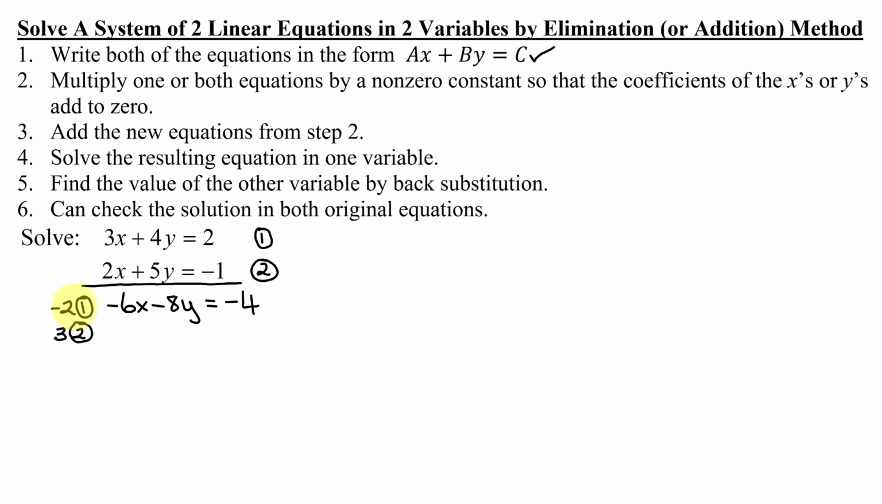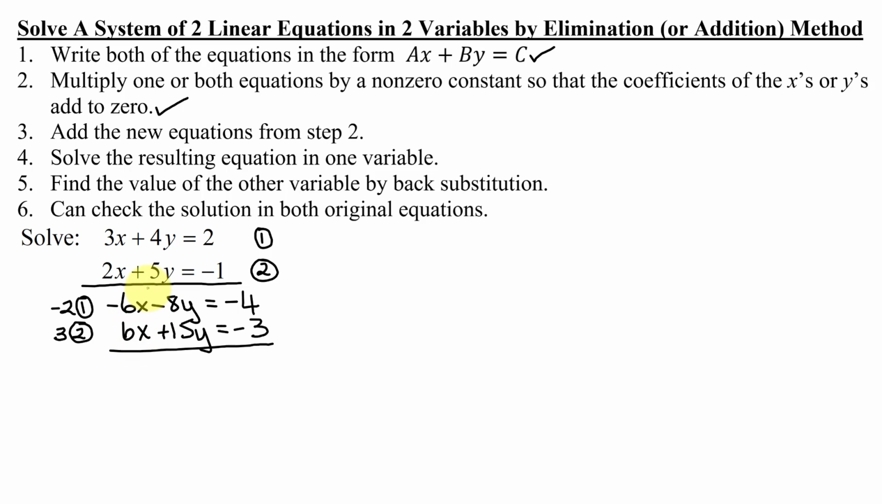So I'm going to have to multiply equation 2 by positive 3. And when I do that, 3 times 2x is positive 6x. 3 times positive 5y is plus 15y. Equals 3 times negative 1 is negative 3. So now I have completed step 2. Step 3 says add the new equations from step 2. So I just need to add these two equations.